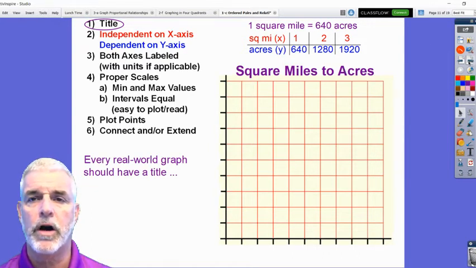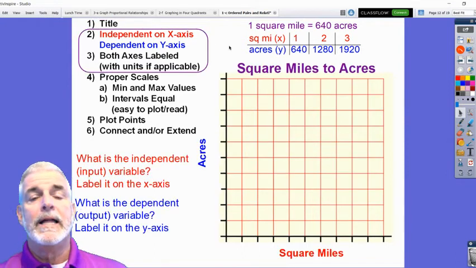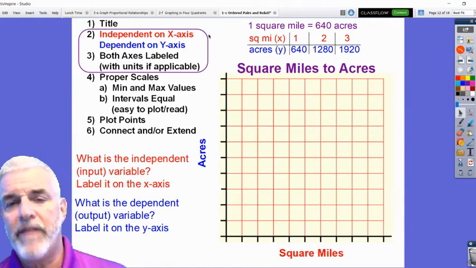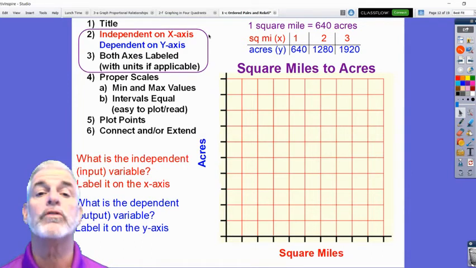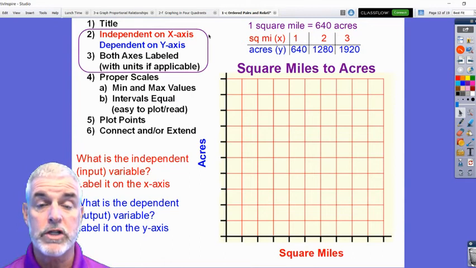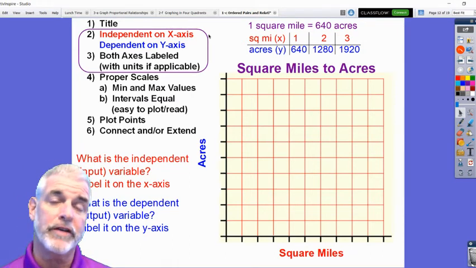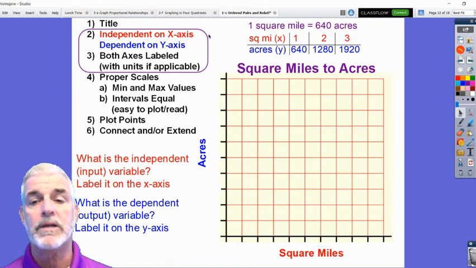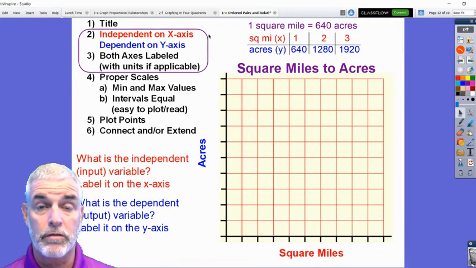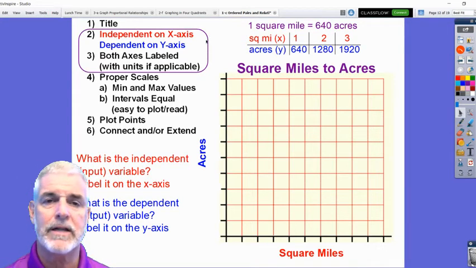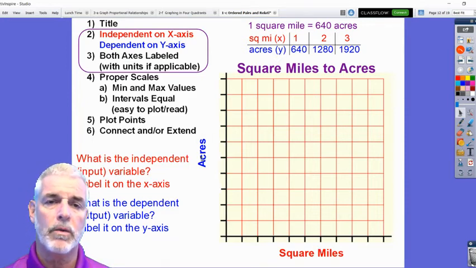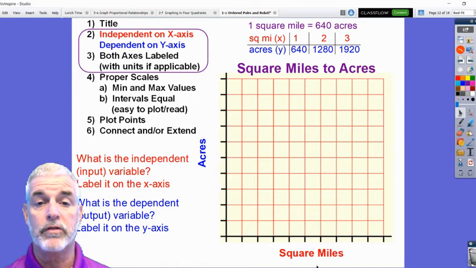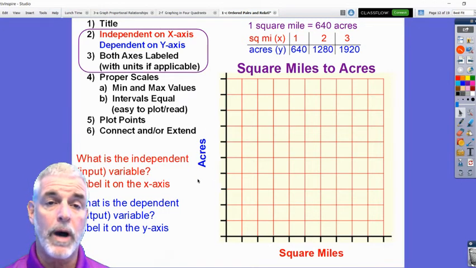All right, moving on. Step 2. The independent or input variable goes on the x-axis and the dependent or output variable goes on the y-axis. You have to know which is which. You have to decide. Sometimes it'll tell you in the problem. Okay, other times it sort of has to do with what you're trying to figure out. Right? In this case, they told you the input was going to be the square miles and the output, the y value, was going to be acres. Input is always x, output is always y.